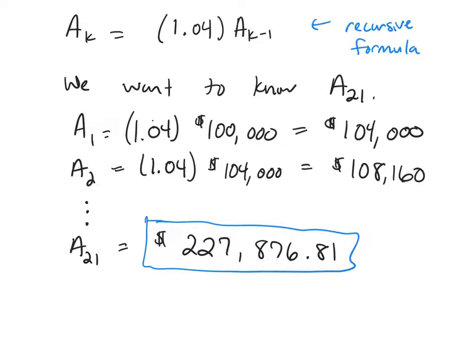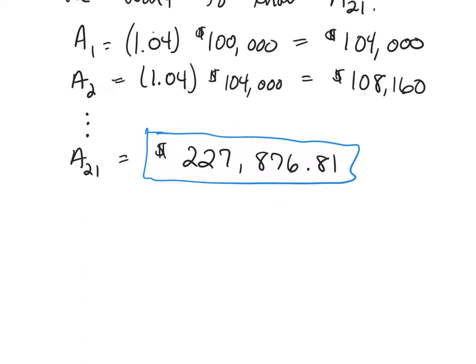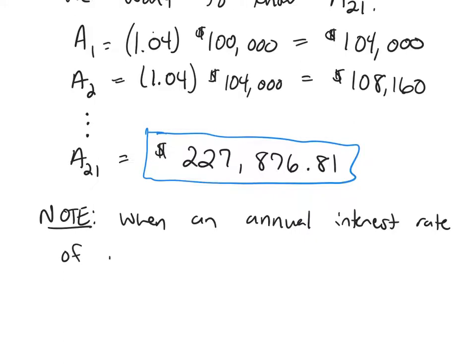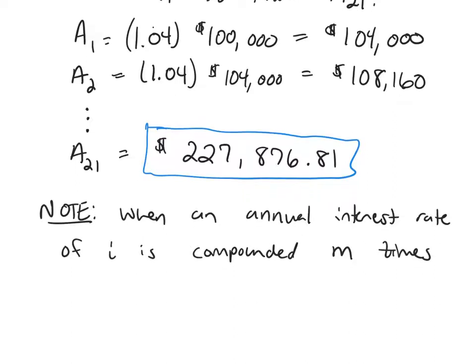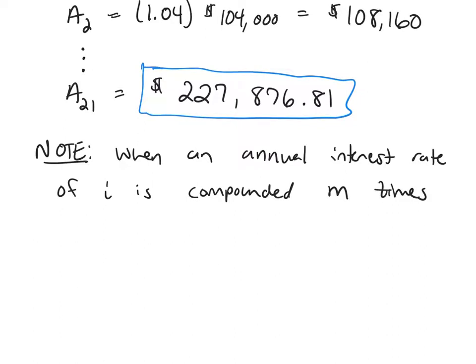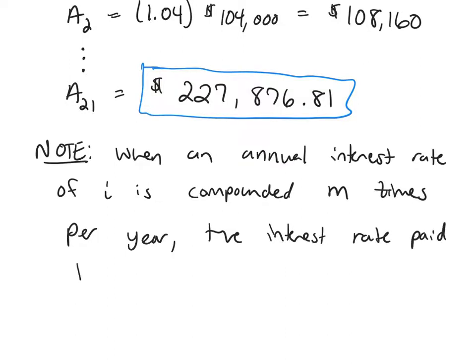All right, so I do want to make a comment about what happens when it's not compounded annually, when your interest is compounded in a different increment. So we're going to note that when an annual interest rate of I is compounded M times per year, the interest rate paid per period is going to be found as I over M.